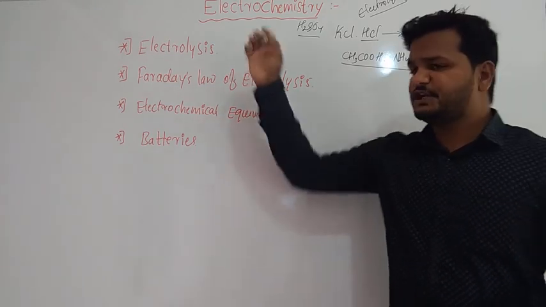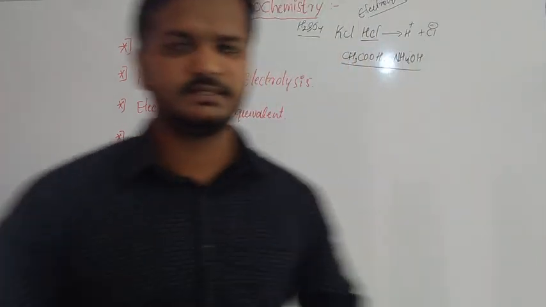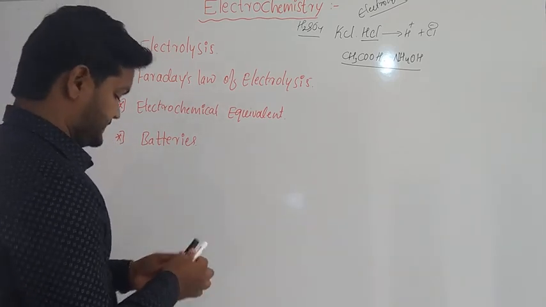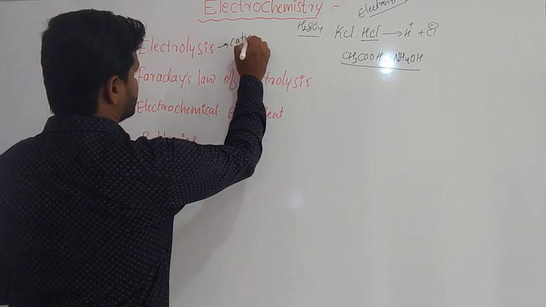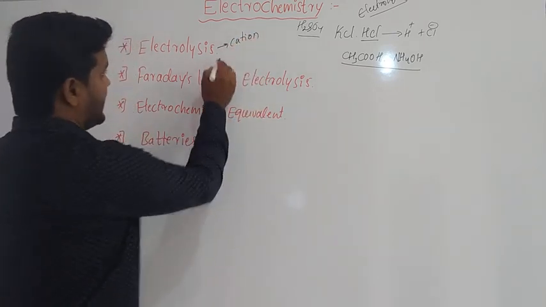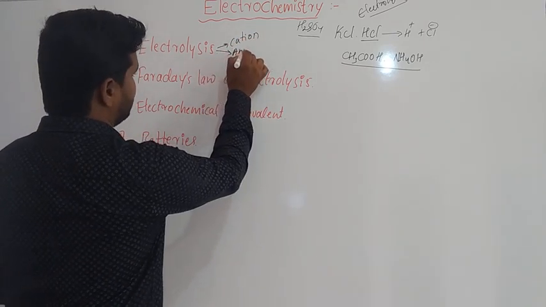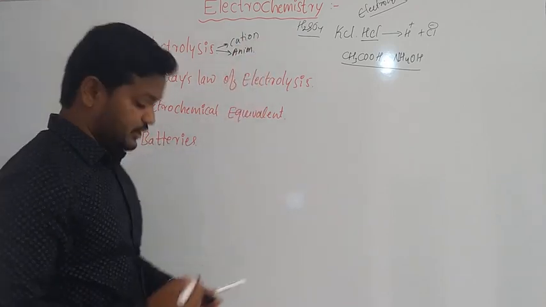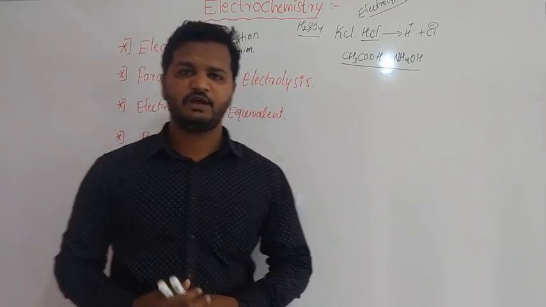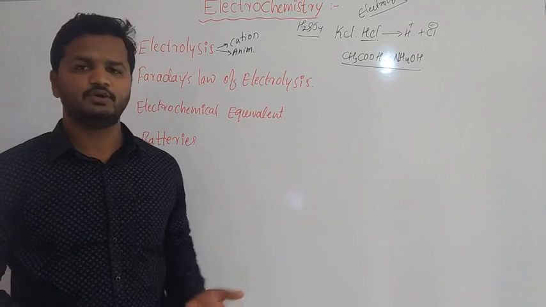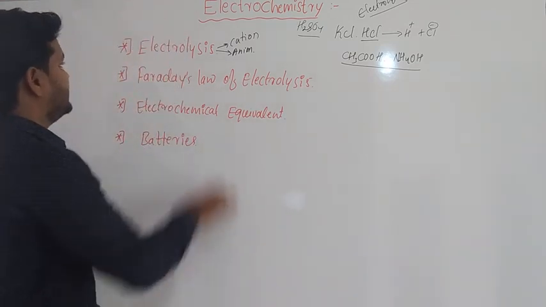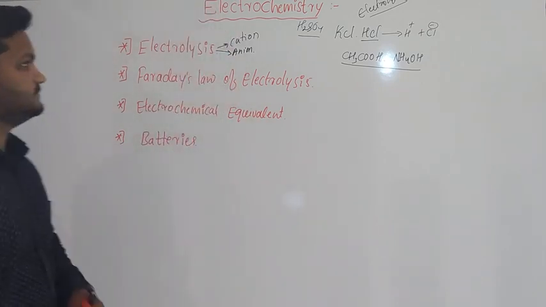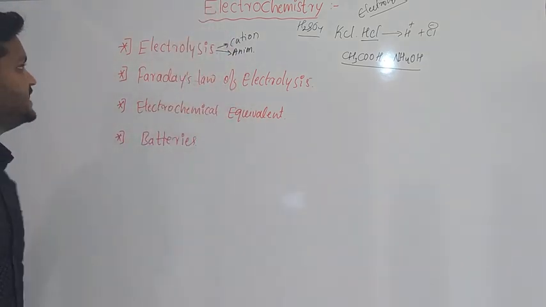So first, electrolysis. In electrolysis, a cation is a positively charged species and an anion is a negatively charged species. During electrolysis, cations move towards the cathode and anions move towards the anode. Right? Okay, let us start with the first concept, that is electrolysis.